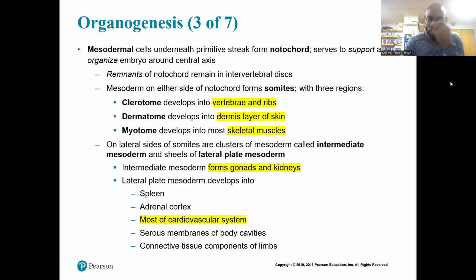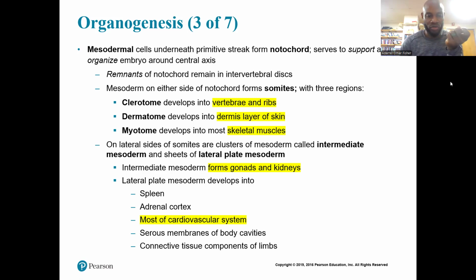Mesodermal cells: vertebrae to the ribs, dermis, layers of the skin, and skeletal muscles. These are all from the mesodermal cells. This is no longer the ectoderm. This is the mesodermal cells. So we have the vertebrae, dermis layer of the skin. Remember, the dermis layer of the skin is beneath the epidermis, skeletal muscles. We also have the intermediate mesoderm forms the gonads, your sex cells, and your kidneys for your urinary system.